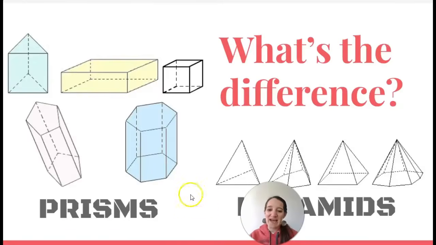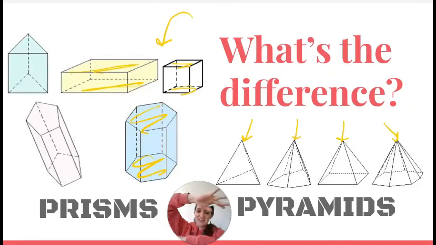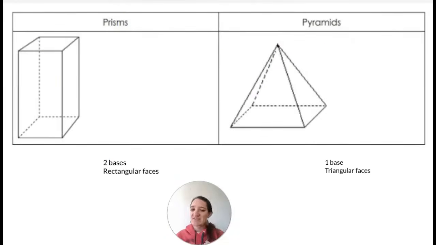So there are 2 main types of 3D figures that we're going to talk about today: prisms and pyramids. Can you tell the difference just by looking at them? Hopefully you can notice that these pyramids come to a point, while these prisms have 2 flat bases. You can flip a prism over and it'll be the exact same, whereas with a pyramid, you flip it over and it comes to a point. It'll just fall over. So good job if you figured that out.